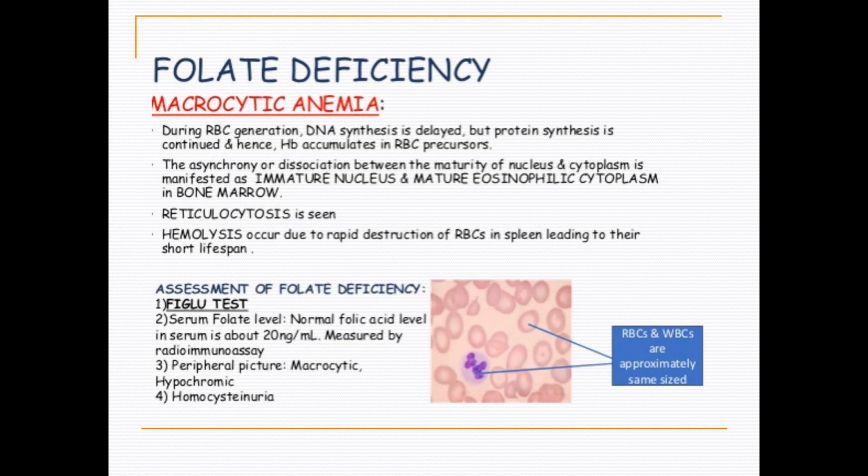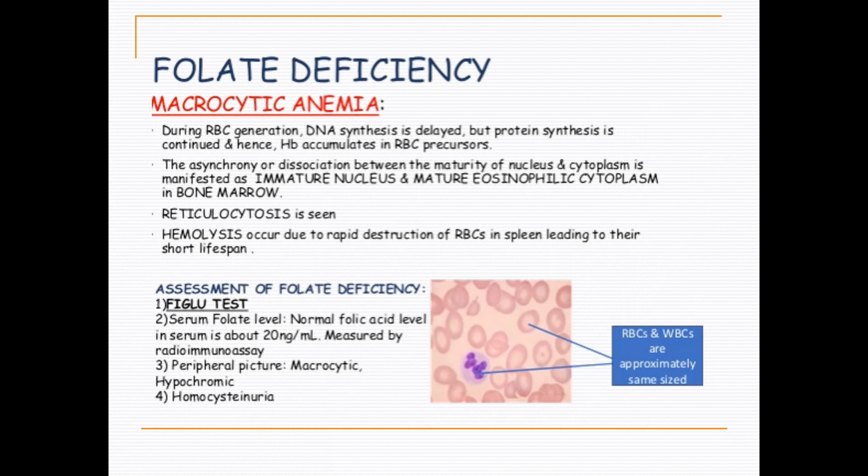Folate deficiency can also cause macrocytic anemia. What is macrocytic anemia? During RBC generation, DNA synthesis is delayed but protein synthesis is continuous, and hemoglobin accumulates in the RBC precursor. Ultimately, there is an immature nucleus and mature eosinophilic cytoplasm in the bone marrow. In this type of deficiency, reticulocytosis is seen, and hemolysis occurs due to rapid destruction of RBCs in the spleen, leading to a short half-life.